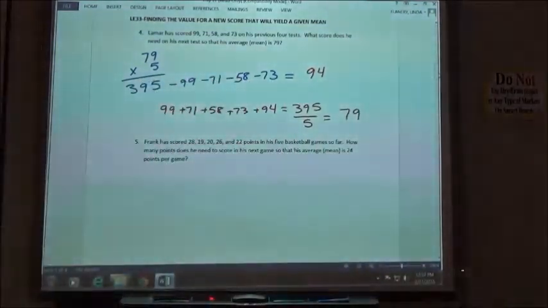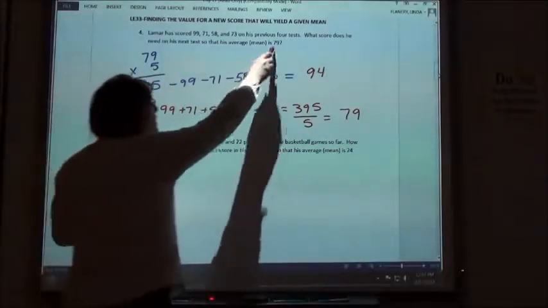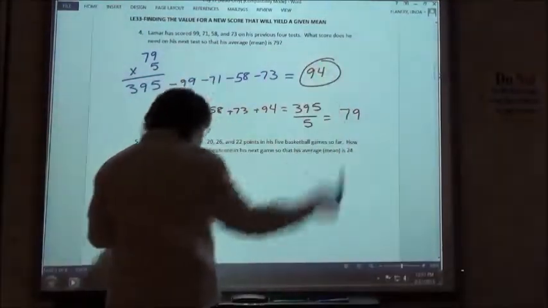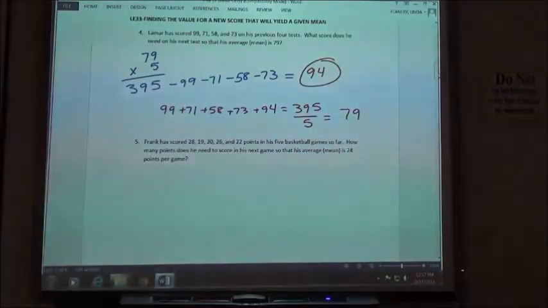So if I added all the ones he had plus the last one I did, I should get that same total I had before. And then if I divide it by 5 tests, I should get the average of 79. 94 is my answer though. 94, that's what you told me? 94 is the average mean? Is your average, yep. Or no, is what you have to get on the last test.